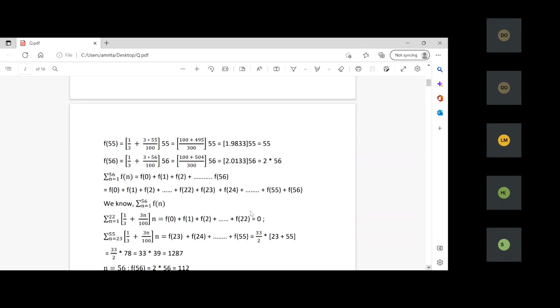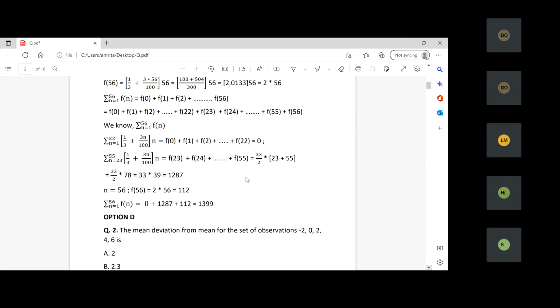So sigma n equal to 1 to 56, f of n is equal to f of 0 plus f of 1 plus f of 2, etc., up to f of 56. Up to f of 22, we have the value as 0. For f of 23 to 55, we have the same values, 23 plus 24 plus 25 up to 55. And for this, it's 2 into 56. So you can simply use the basic mathematics to solve this.